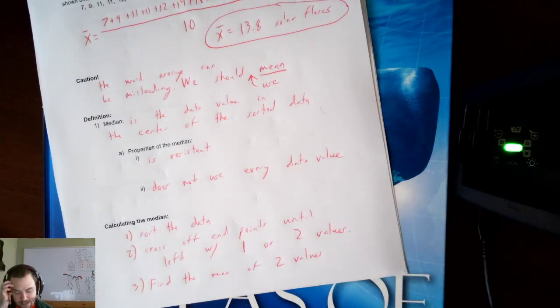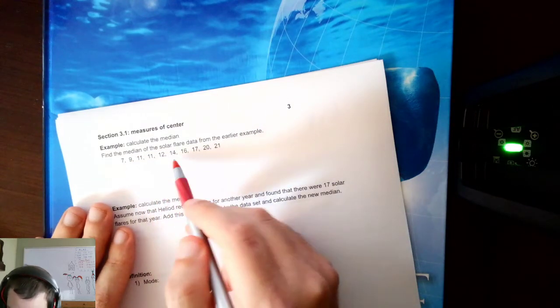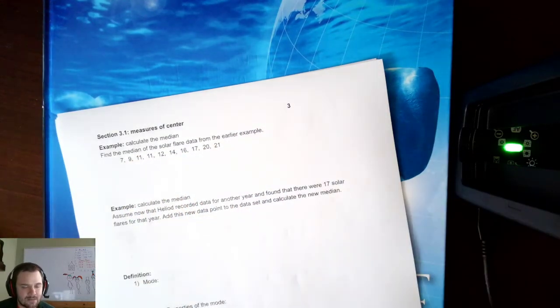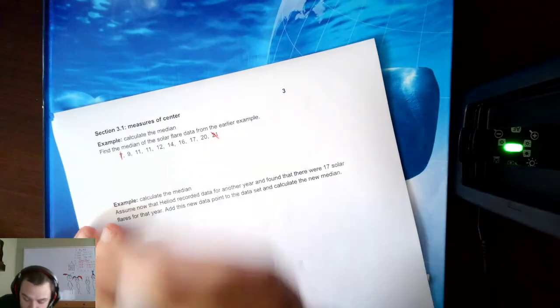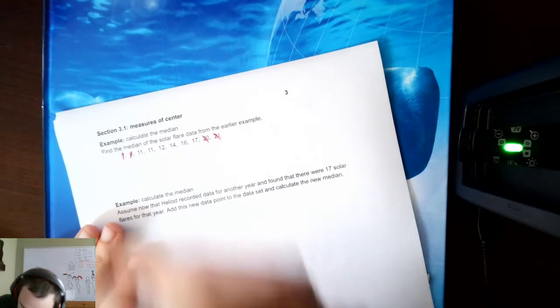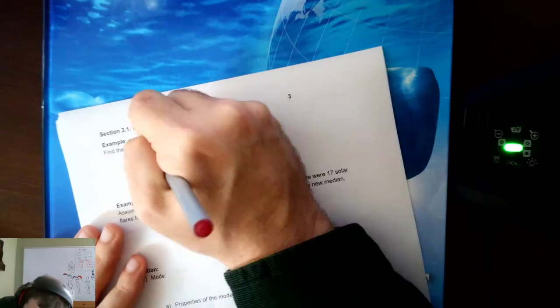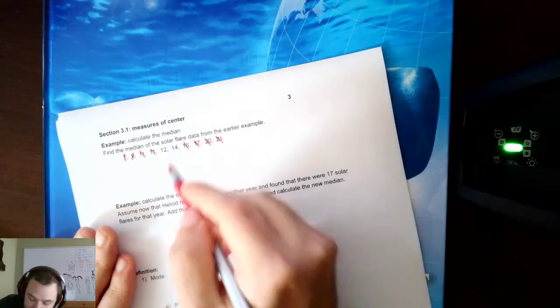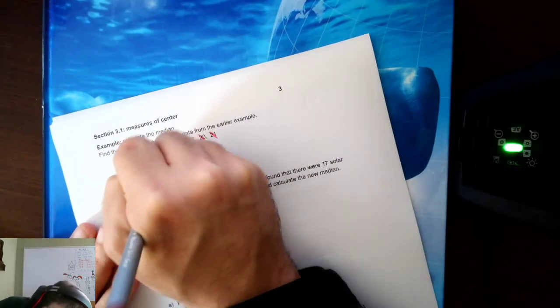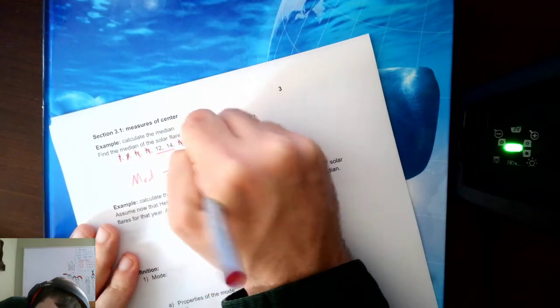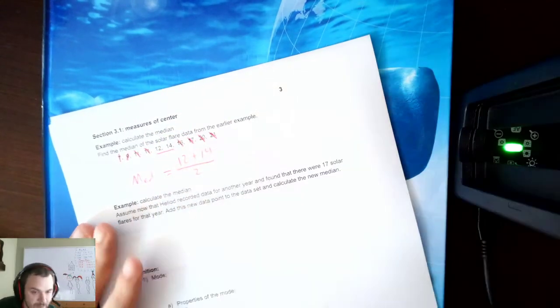So let's take a look at this. We want to sort the data and cross off endpoints is the strategy. We've got 7, 9, 11, 11, 12, 14, 16, 17. Looks like they're in order. So I've already sorted my data. If I want to find the median, I just need to cross off endpoints. I'll cross off the 2 on the end. Then I'll do it again. Then again. Then again. And now I'll stop. I've got 2 left in the middle, right? Well, I got to find the number halfway between them. So the median will be the average or the mean of those 2.